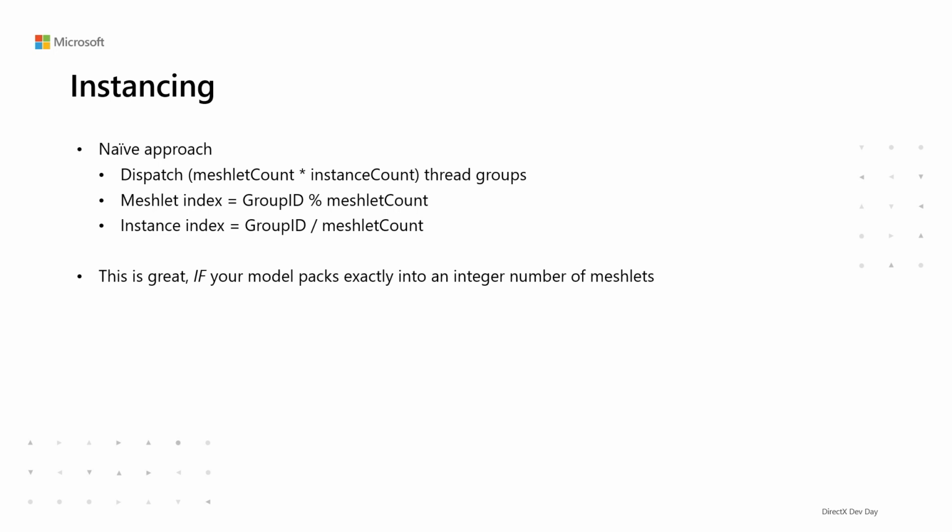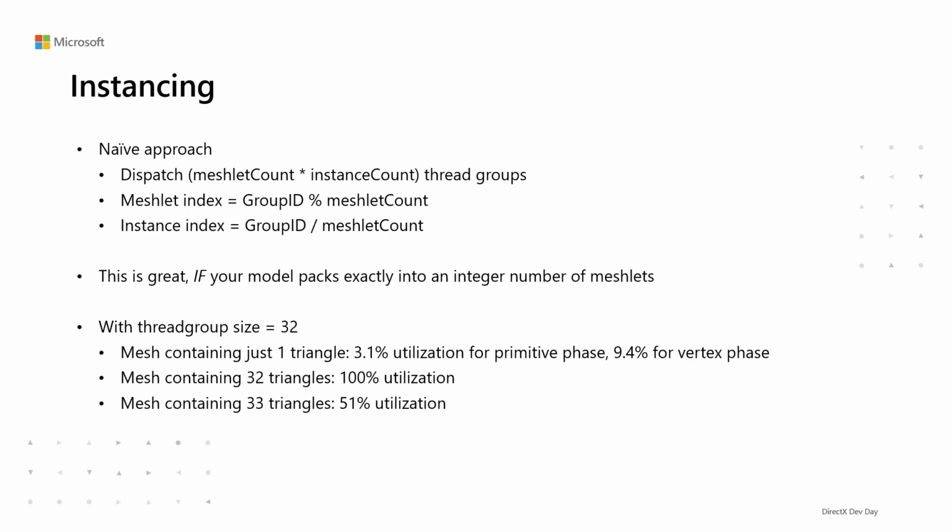Now, this is going to be great if your model subdivides exactly into a number of meshlets. Let's say you're building meshlets with 32 triangles in each. If your model is a multiple of 32 triangles, awesome. This is going to work great.